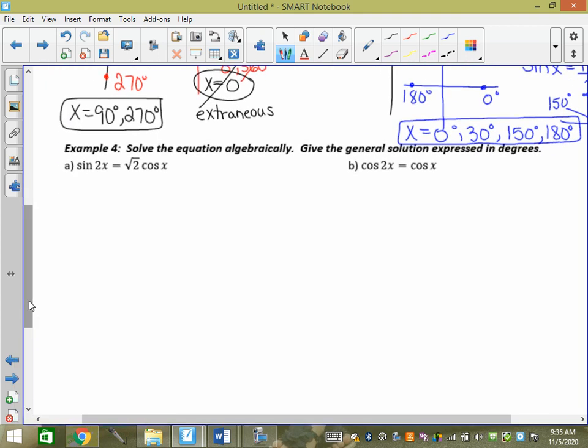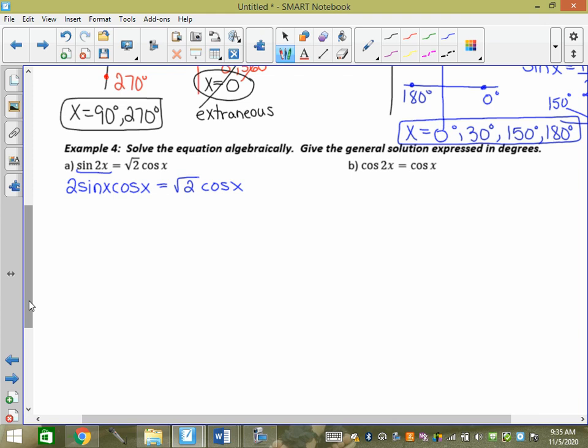Sine 2x, we don't have an option. We have to replace it with 2 sine x cos x equals the square root of 2 cos x. Now, why would I put this one on when it looks a heck of a lot like the others? Because people are going to try and divide by cos x. Because it's not squared, you're like, dude, I don't have to move it to one side.